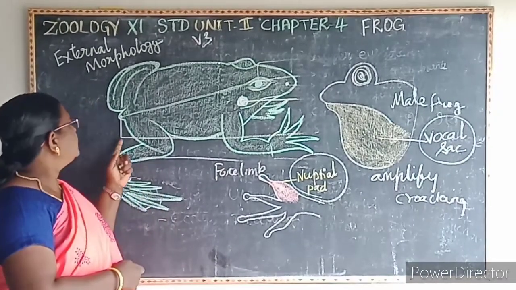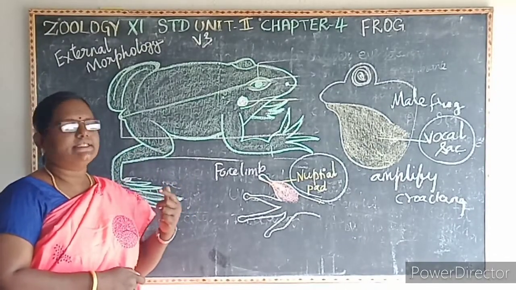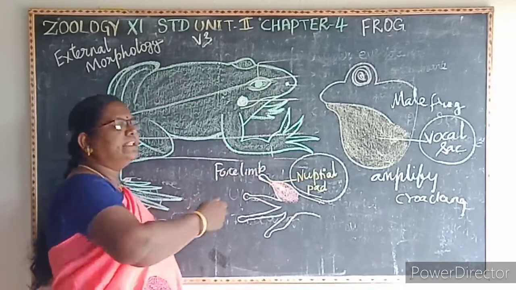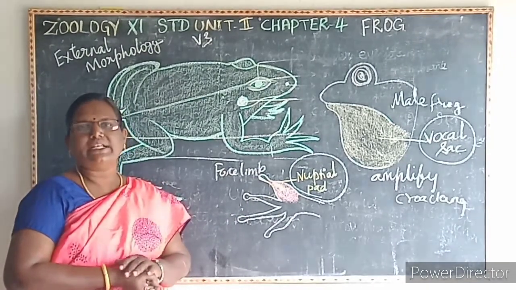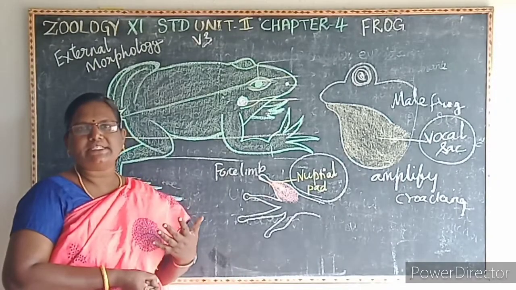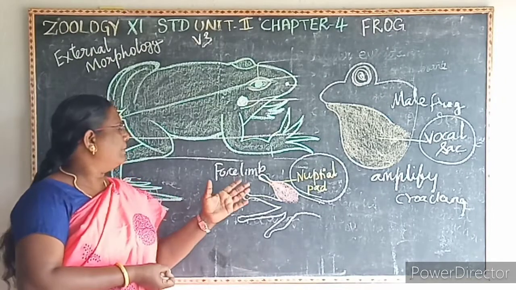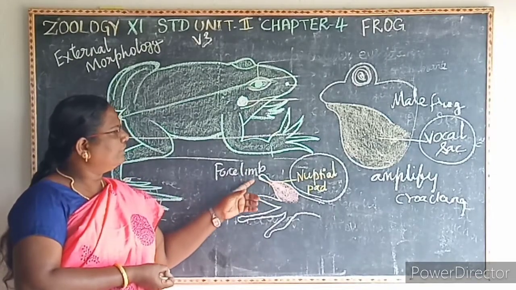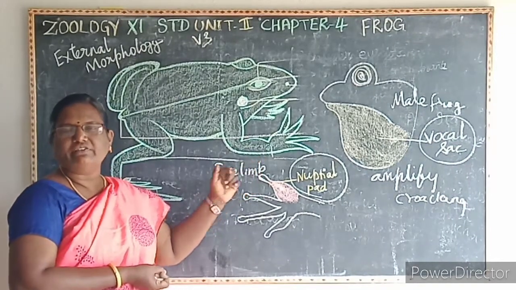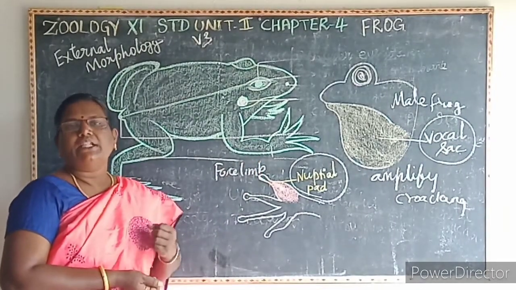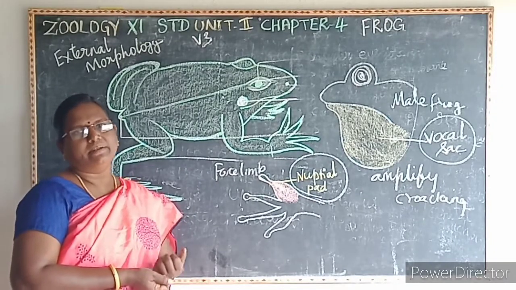When the animal is at rest, the hind limbs are kept folded in the form of the alphabet Z. Then what is the difference between the male frog and the female frog? In the male frog, you can see the vocal sac. What is the function of the vocal sac? It helps to amplify the croaking sound of the frog. Then the nuptial pad is in the first digit of the forelimb. There is a swelling. This swelling is known as what? Nuptial pad. It helps to hold the female.